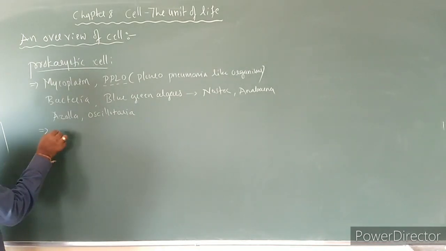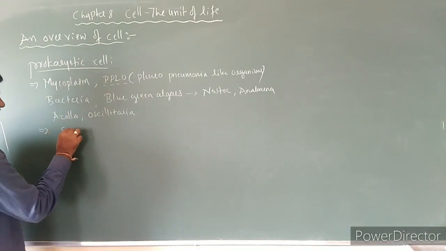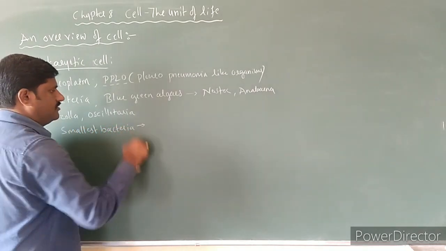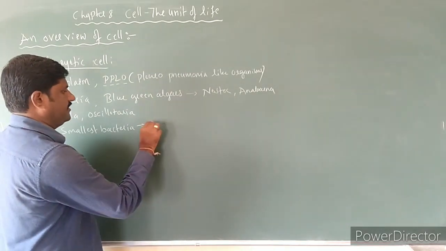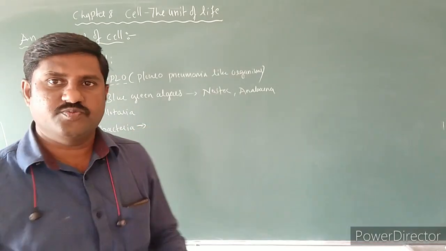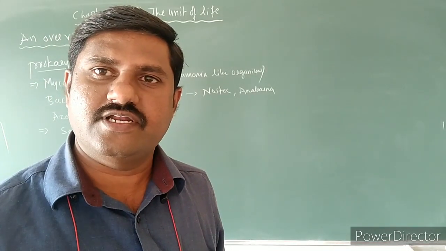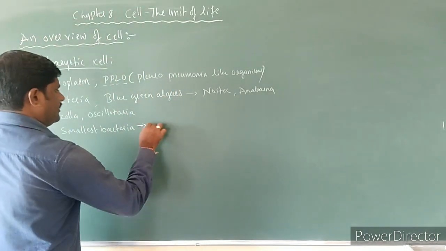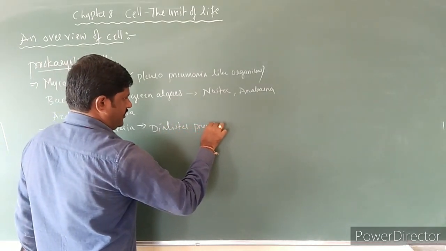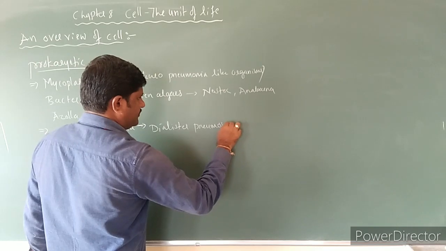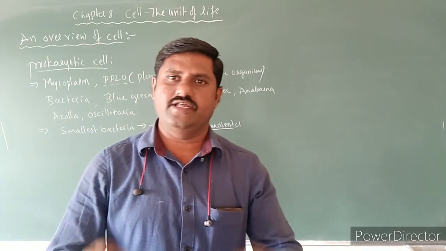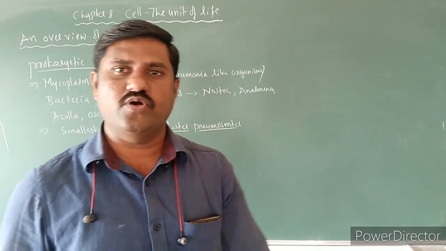The smallest bacteria, you may ask in the examination. The smallest bacteria in the world is Dialister pneumosintes. Dialister pneumosintes is the smallest bacteria that we come across over here. It is also one of the representatives of the prokaryotic cell.